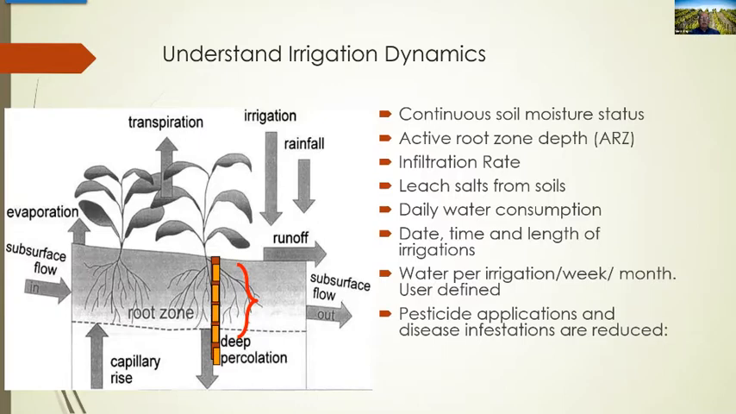So what we see happen is that off-peak time, everybody will turn their pumps on, and you'll start to see that water decline in that period of time. So a lot of times, if you understand when you're irrigating, how long you're irrigating, and what's going on, it's really, really important. And I've got here pesticide applications and disease infestations are reduced.